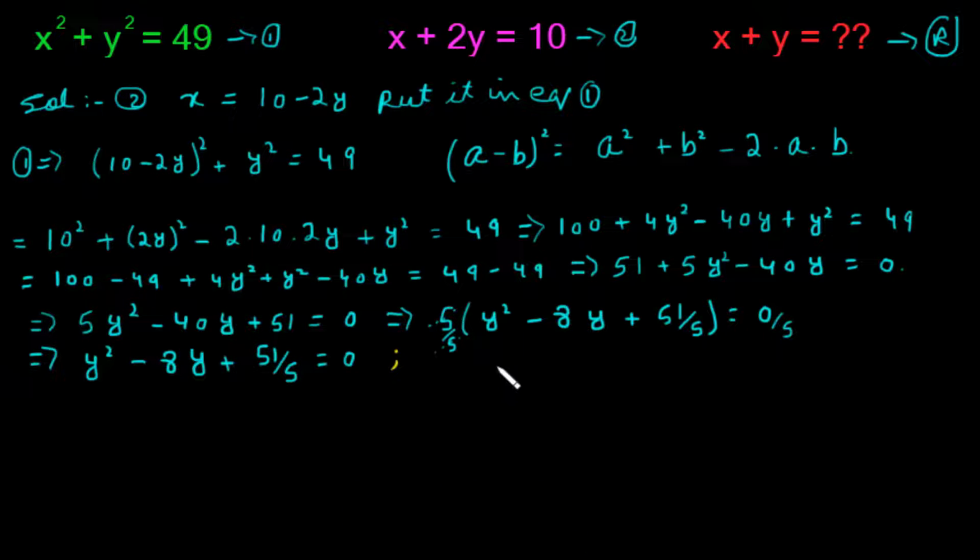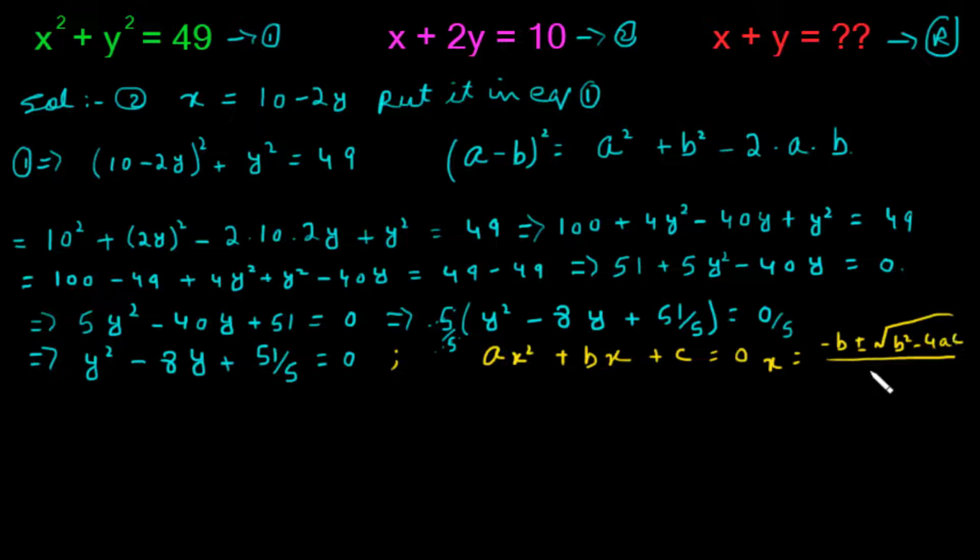This is of the form, let me write the standard quadratic equation, that is ax squared plus bx plus c is equal to 0. In order to find out the value of x, we usually use a formula, that is x is equal to minus b plus minus square root of b squared minus 4ac, whole divided by 2a. Now here I can see that a is the coefficient of x squared and b is the coefficient of x and c is a constant.